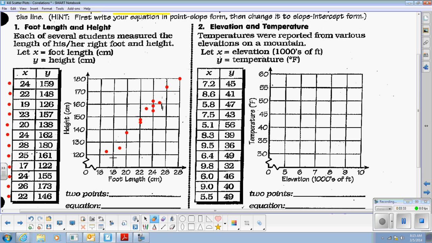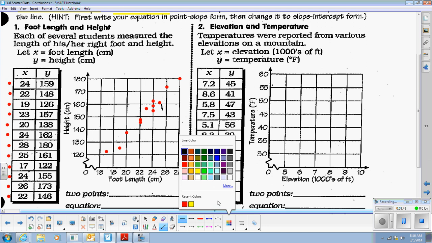All right, looking at the dots, I notice I do have a correlation here, and it is a positive correlation because the dots go up from left to right. So that means I'm going to draw in a line of fit. I have to change my handy dandy thing here to a line so I can draw a line for you. And I'm going to draw in this line.